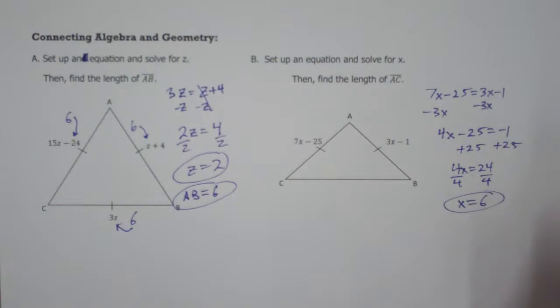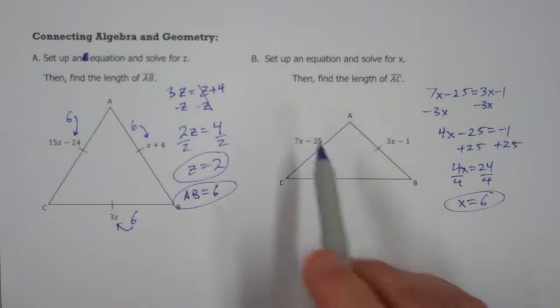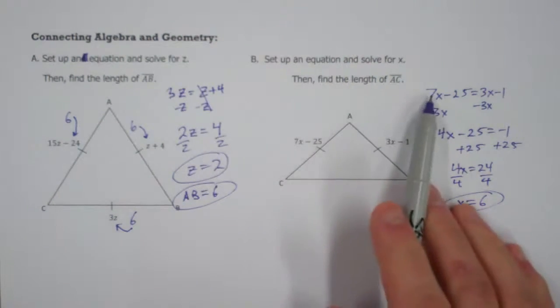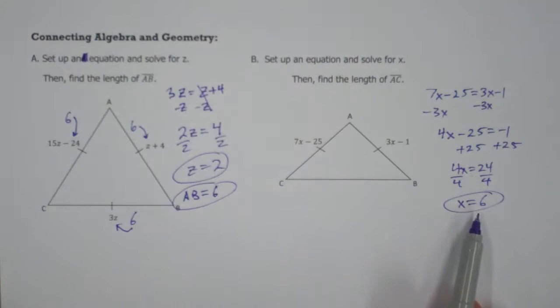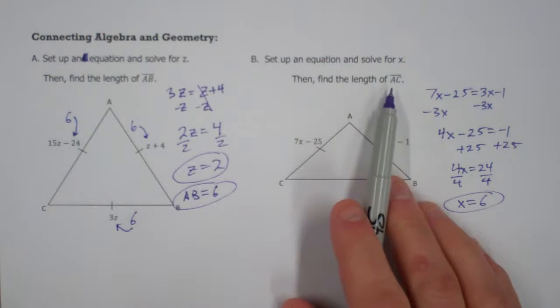Now, you might think you're finished, but in this case, you are not. So what we need to do is be very, very careful about reading directions. This says set up an equation. Got it. Solve for x. Done. Then find the length of AC.